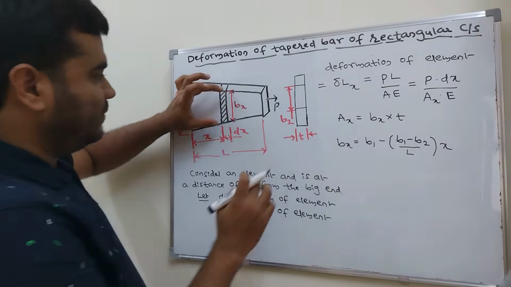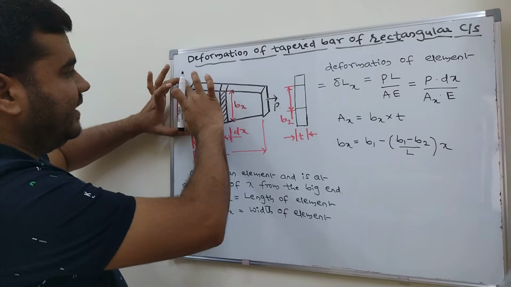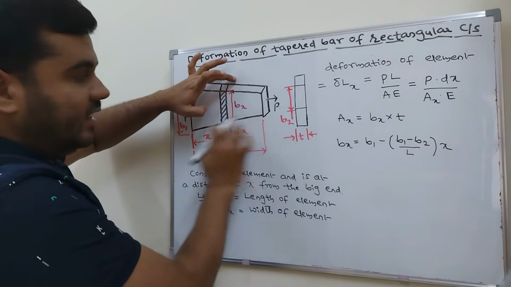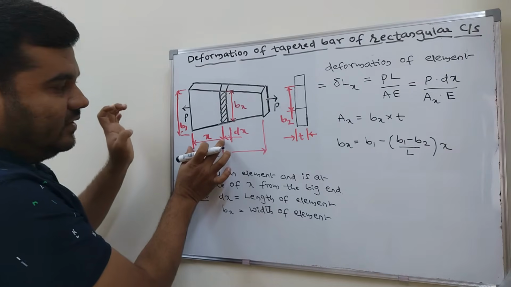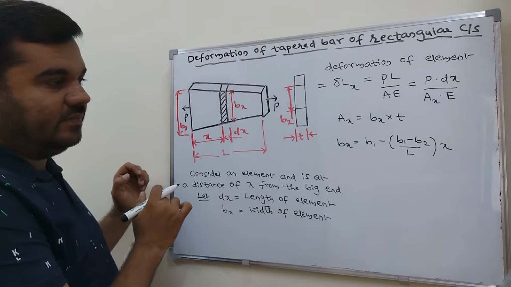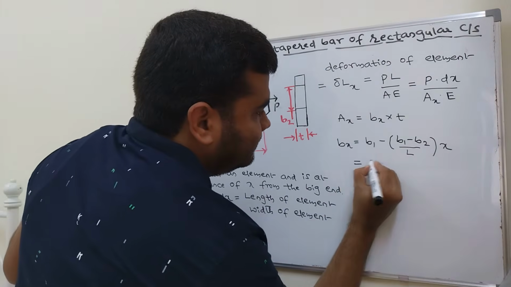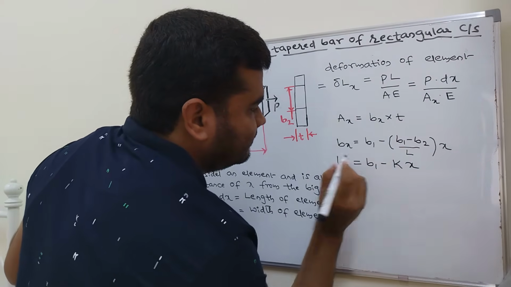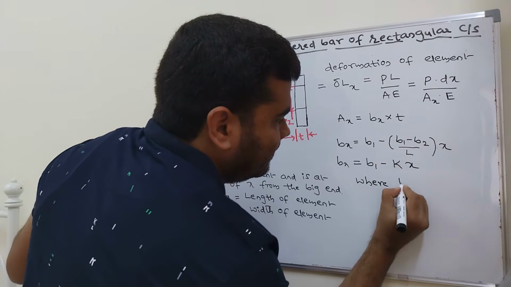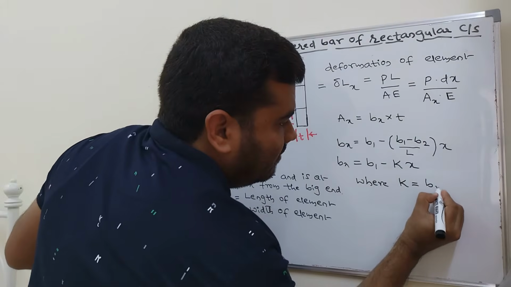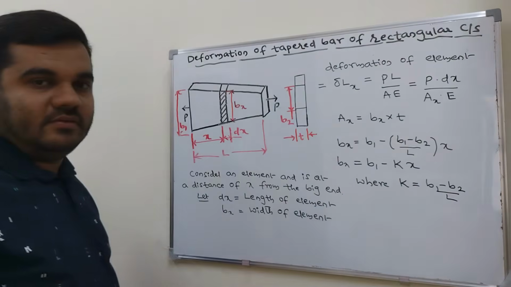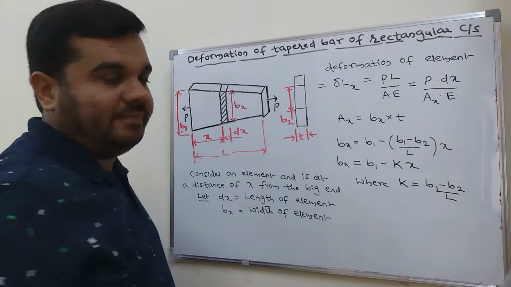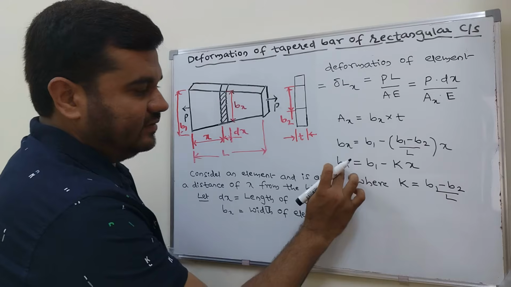Once again, I'll explain. This width is nothing but B1, because at the bigger end we subtract something: B1 minus B2 divided by the total length, into x, where x is along the bar. So bx equals B1 minus kx, where, for simplicity, k equals (B1 minus B2) divided by L. This is the width of the element.